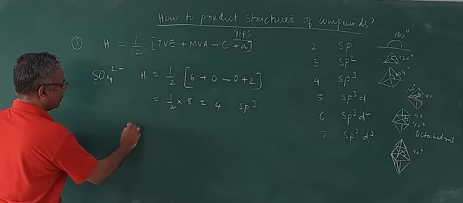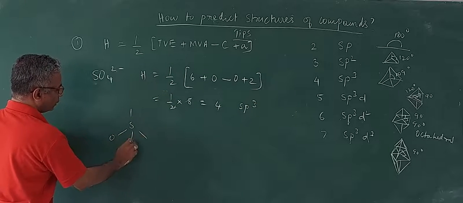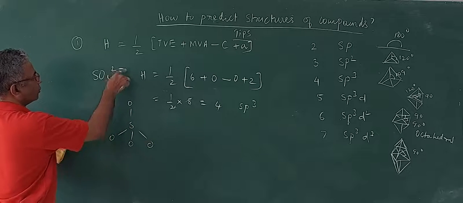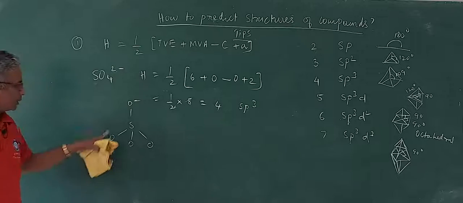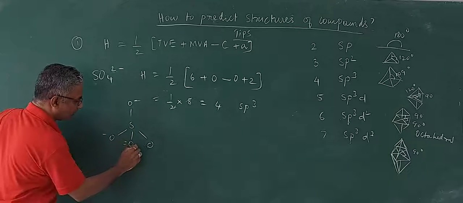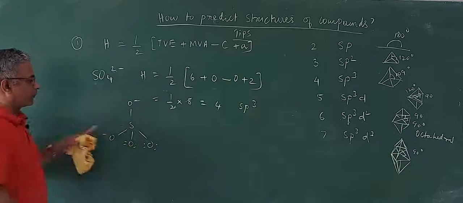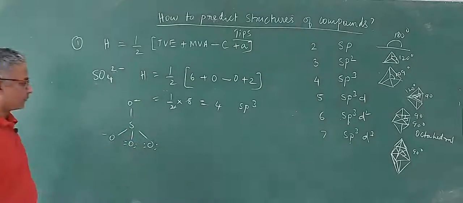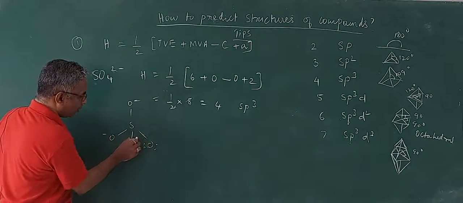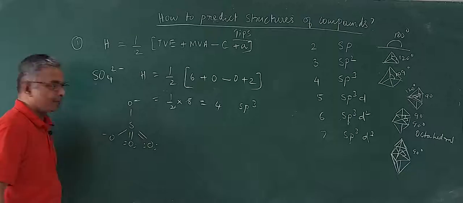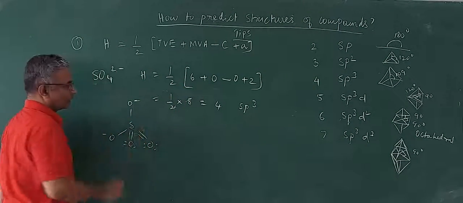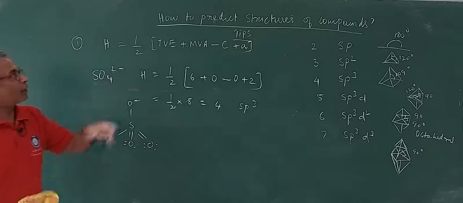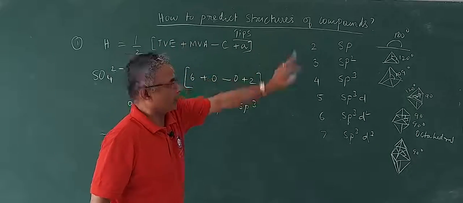So sp3 will have 1, 2, 3, 4, 1, 2, 3, 4. So you will have 2 minus, so 2 oxygens will have a minus charge, and the other 2 oxygens will have 2 lone pairs. Sulfur valence electron is 6, therefore you will have 6 bonds. Here you have only 4 bonds, so you have a 5th bond and 6th bond. So this will be the shape and structure of the sulfate ion with a tetrahedral structure. So this is how you predict the structures of various compounds.